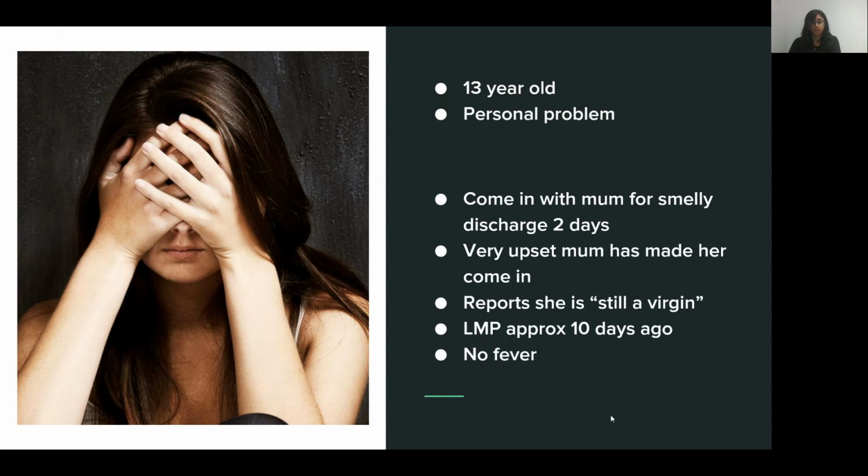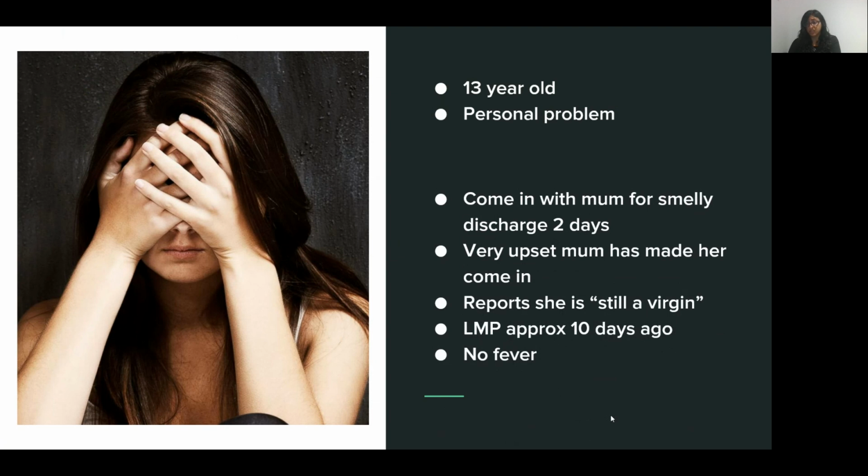She doesn't want to talk to her mum about it. She's very upset that her mum's brought her into the emergency department. Mum's quite worried because she doesn't really know what's going on. And whilst the child seems well, she seems not to be concerned by this. But it's quite a strong smell.